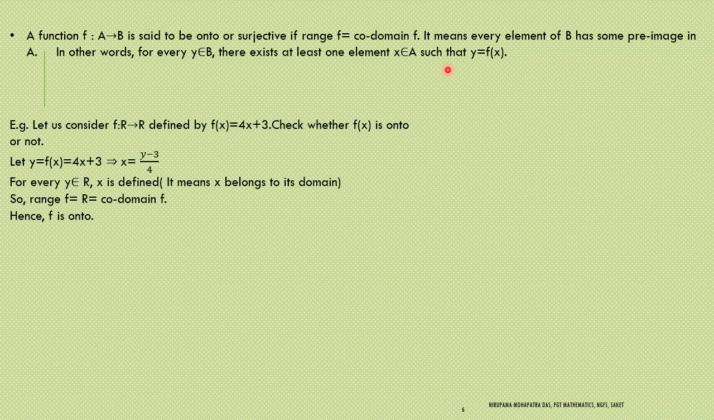In other words, every element of B has some pre-image in A. Or, for every y belonging to B, there exists at least one element x belonging to A. Let's see this through an arrow diagram, I can show you.